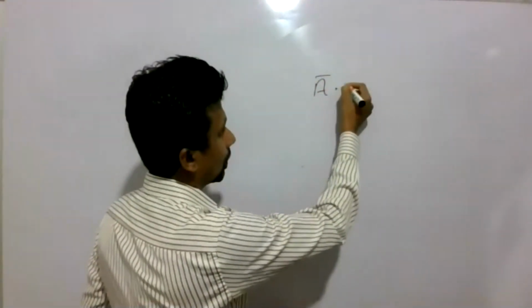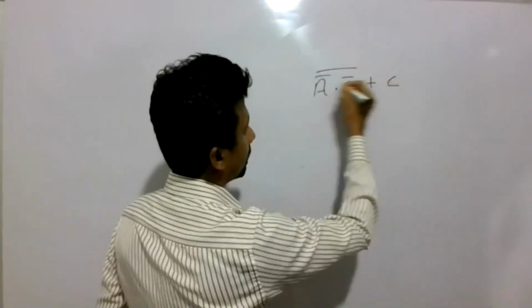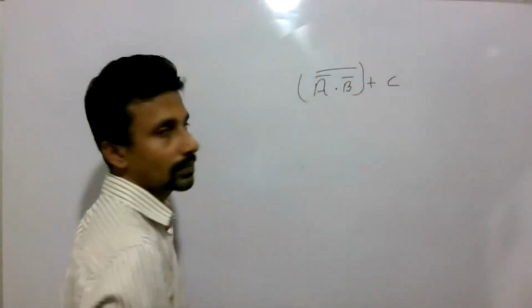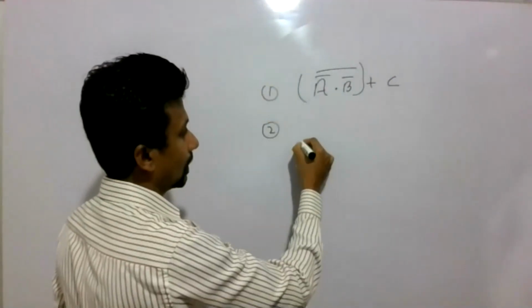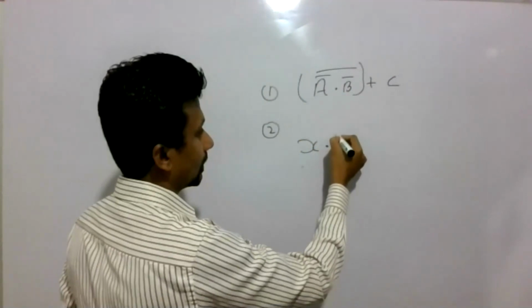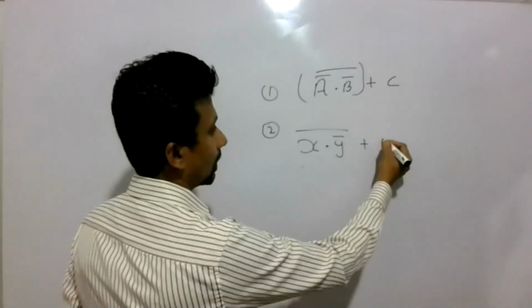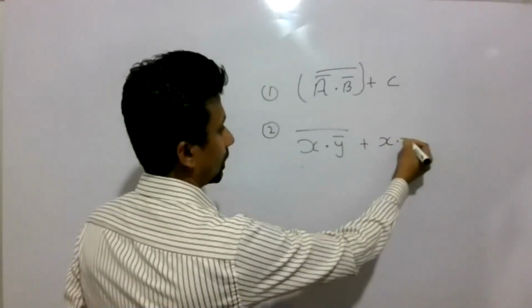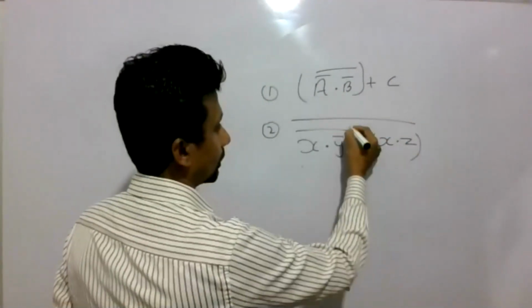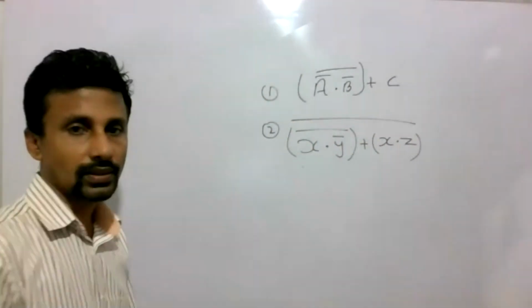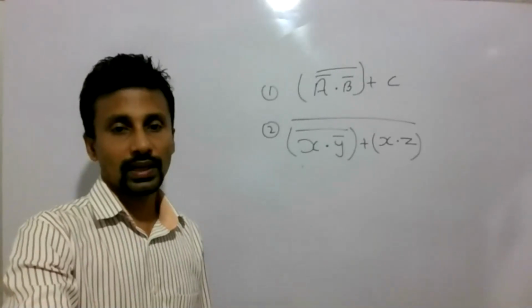A dash dot B dash, whole thing dash, plus C. First one. I'll give another one. X dot Y dash, plus X dot Z, whole thing dash. Okay. Try to draw them. I'll give you a few minutes.